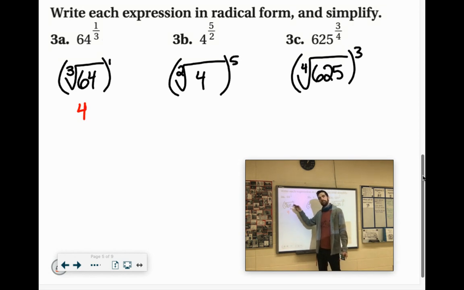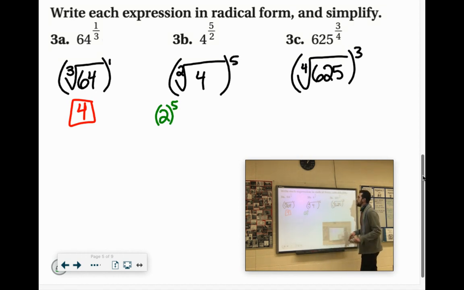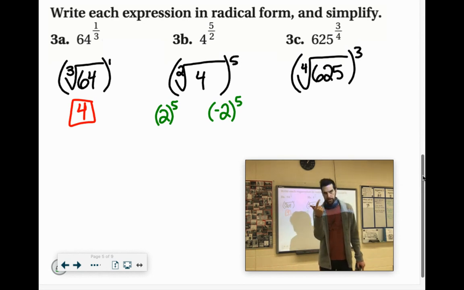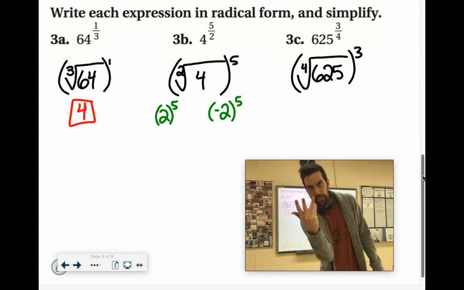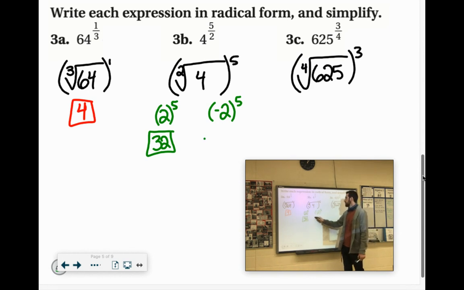So we have 4 to the first power, which is just 4. For number 2, the square root of 4 could be 2. It can also be negative 2. So we're going to have to do both, I guess. How fun is that? 2 to the 5th power. 2 times 2 is 4, times 2 is 8, times 2 is 16, times 2 is 32. So we'll have 32. Or if you did it with negative numbers, it would be negative 32.